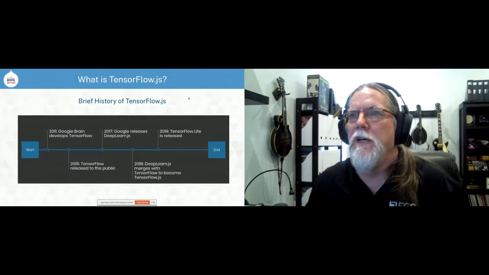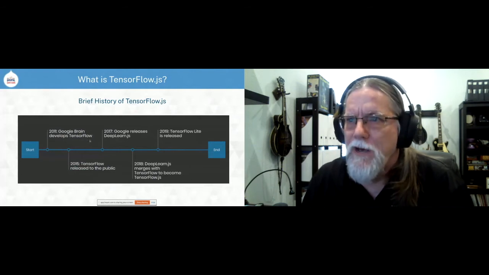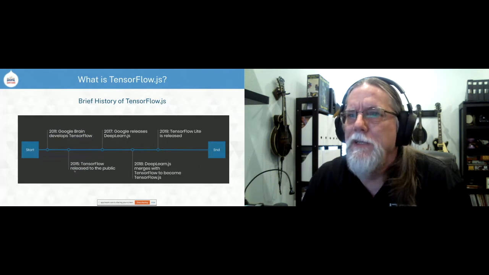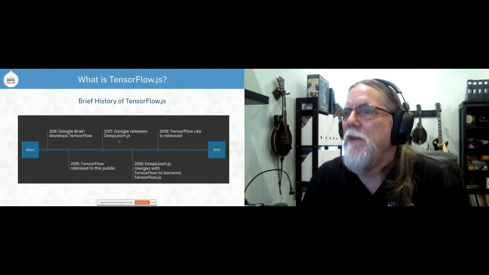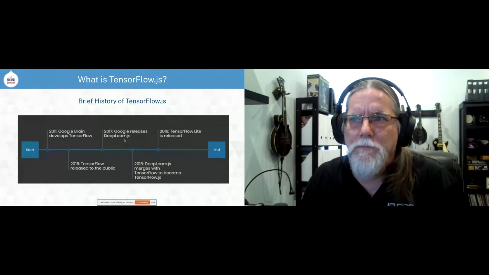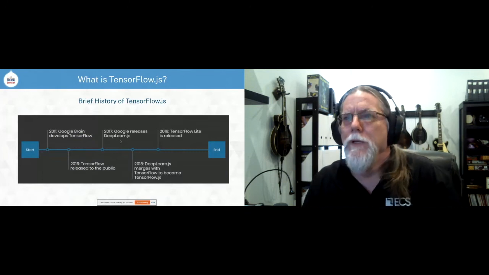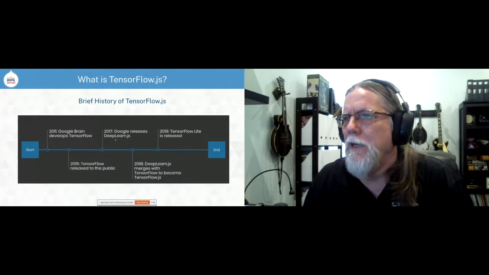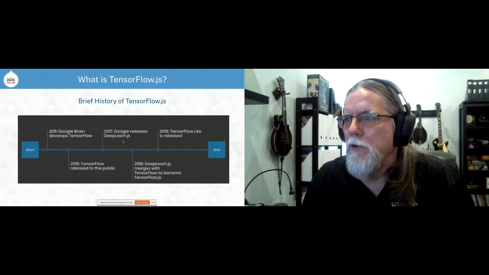And here's a brief history of TensorFlow. In 2011, Google Brain developed TensorFlow, and this was for Python, Java, C++. In 2015, TensorFlow was released to the public. In 2017, Google decided, well, can we do the same thing within JavaScript? And instead of using server memory, can we actually use the browser memory and computational power to make the calculations local instead of remote?